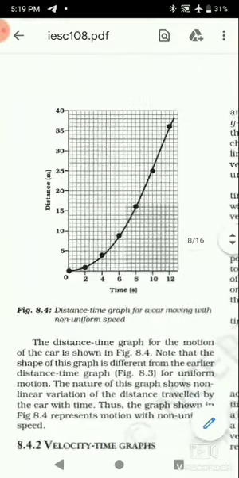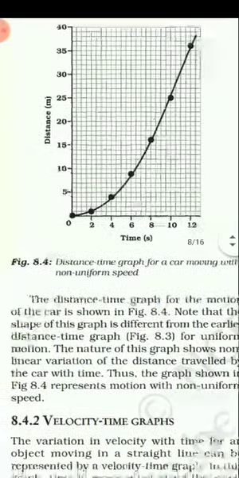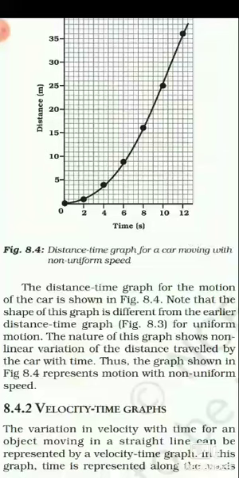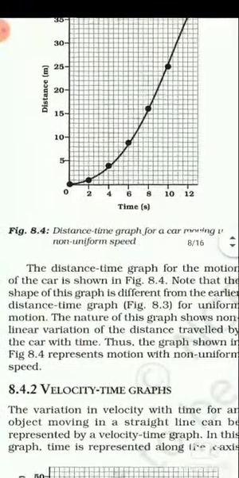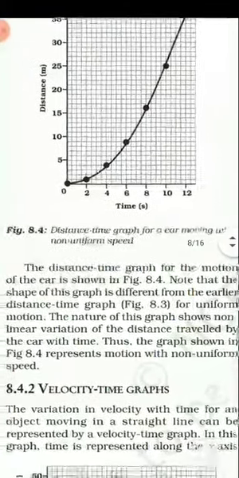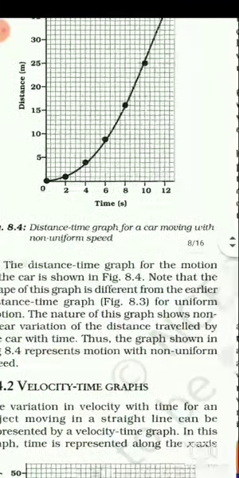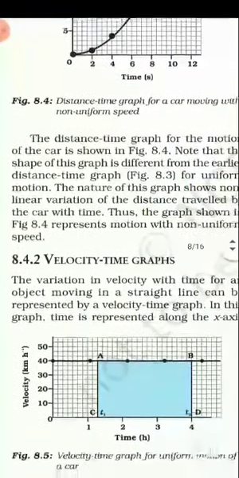The distance time graph for the motion of the car is shown in the figure. Note that the shape of the graph is different from the earlier distance time graph. The nature of this graph shows non-uniform and non-linear variation of distance traveled by the car with time. Thus, the graph shown in the figure represents the motion with non-uniform speed. Next, the velocity time graph.